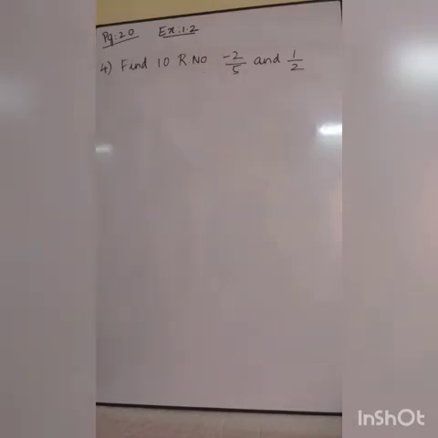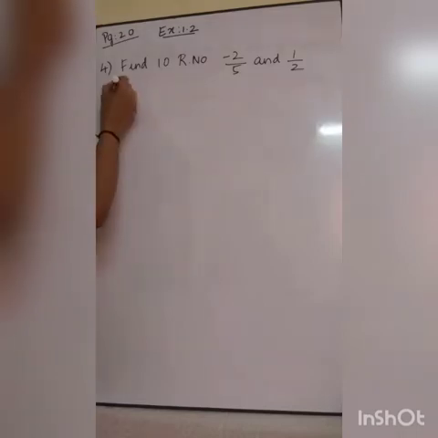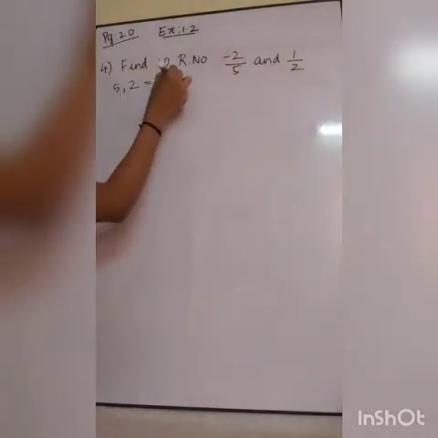Next, find 10 rational numbers between minus 2 by 5 and 1 by 2. Between these two, how many rational numbers do we have to find? 10 rational numbers. Usually what you will do is make both rational numbers have the same denominator and then find the numbers in between, right? How do we make the same denominator? By LCM. So what is the LCM of 5 and 2? The LCM of 5 and 2 is 10.